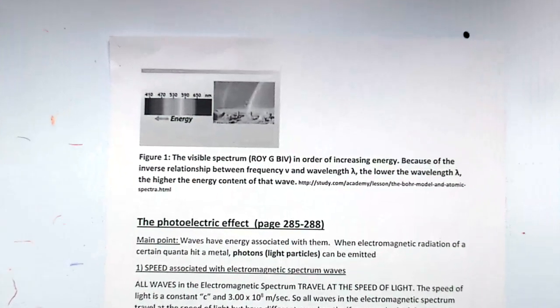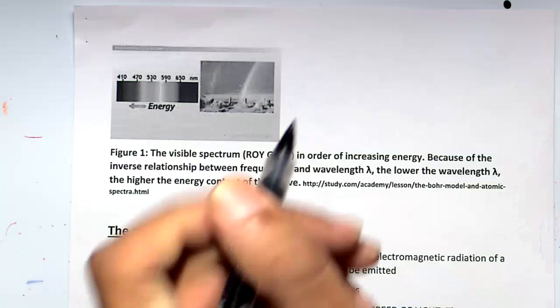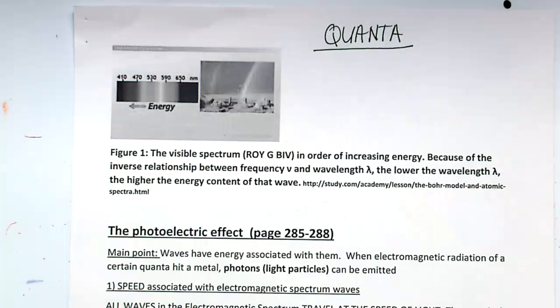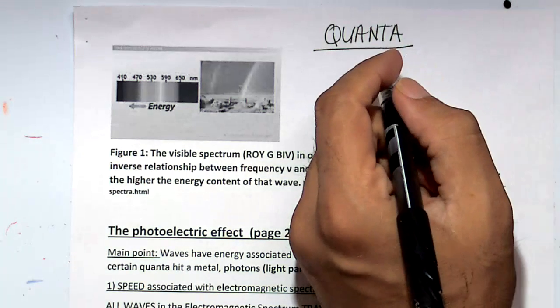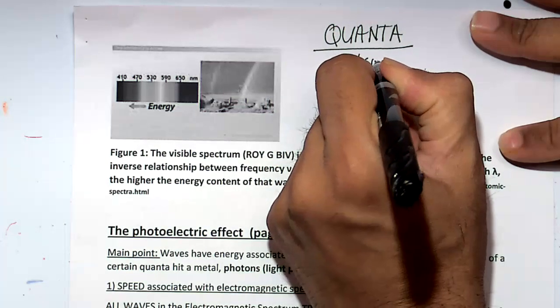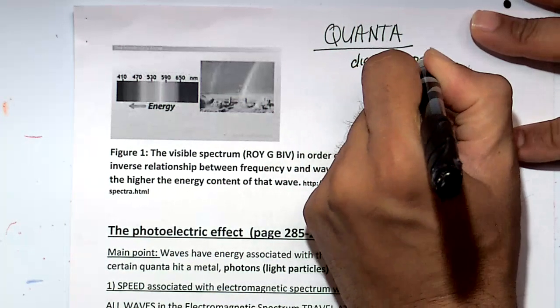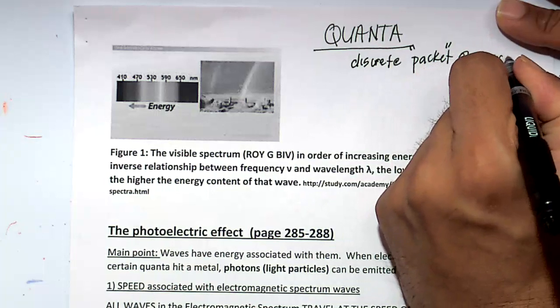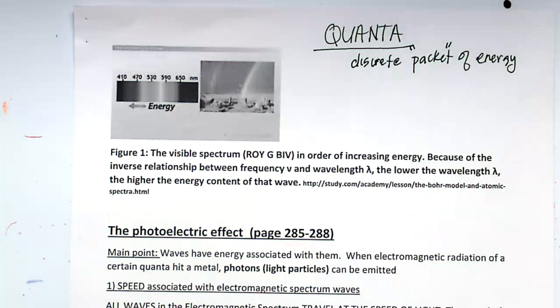All right, wave-particle duality. The energy of these guys comes in the form of quanta. Quanta is how I'm going to define it, a discrete packet of energy. So what is a discrete packet of energy?